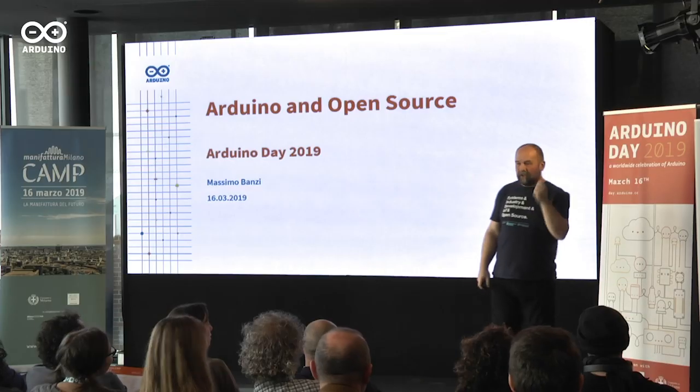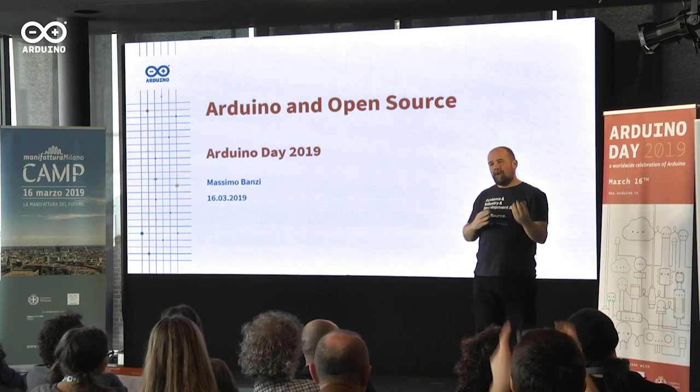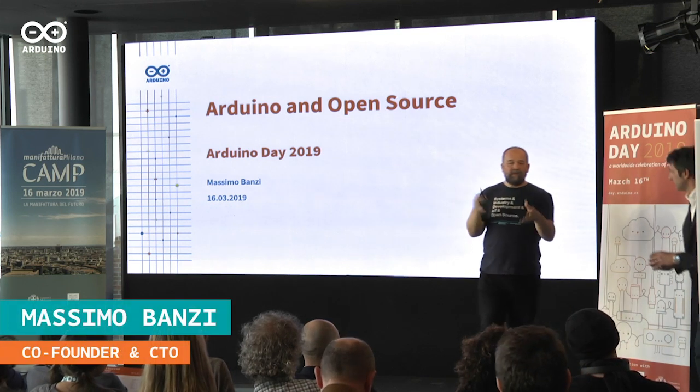But apart from the jokes, the idea is to explore a little bit some of the work that Arduino does as an open source.